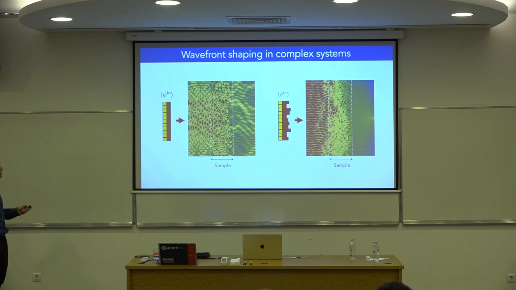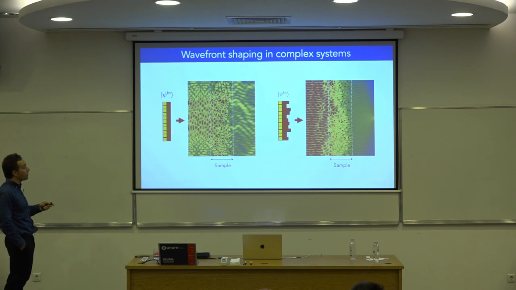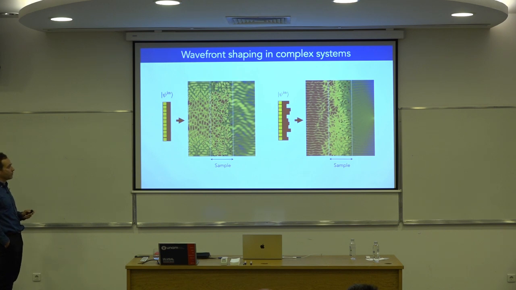When you send a plane wave, here you have a spatial light modulator, and if you don't do anything on your SLM, you will send a plane wave, right? And when you send this plane wave to a disordered sample, here you see some black dots that correspond to a disordered slab. We are in the regime where the sample thickness is much larger than the mean free path, so the wave is reflected. This is what you see. You see this speckle pattern that we talked about, and most of the wave is reflected. So we are in this diffusive regime.